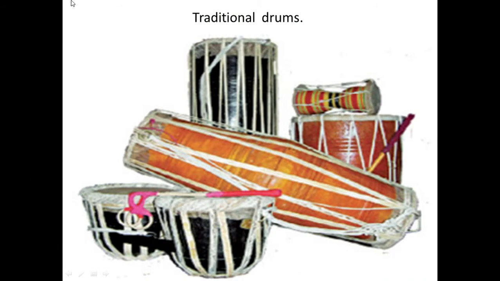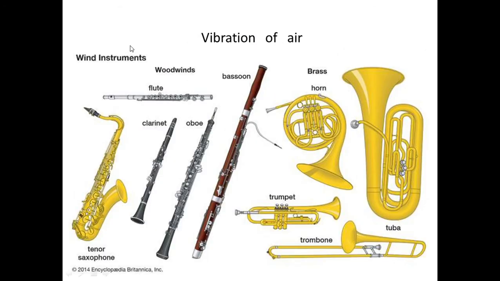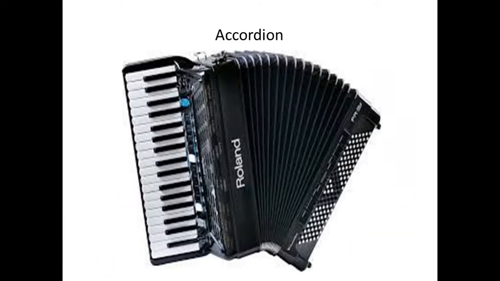And traditional drums can be taken as examples for membranes. Then we are going to discuss wind instruments, vibration of air. Flute, clarinet, oboe, bassoon, horn, trumpet, trombone, tuba, tenor saxophone. These are some examples of vibration of air. You can paste pictures for these as well. Accordion also belongs to those.